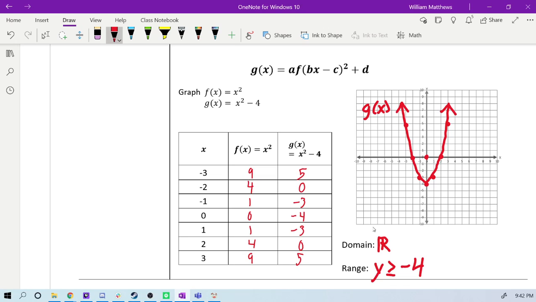So in this case, the variable d, what is added or subtracted to the squared x, is going to change where our range's lowest or highest point is. It shows us where our vertex value is.